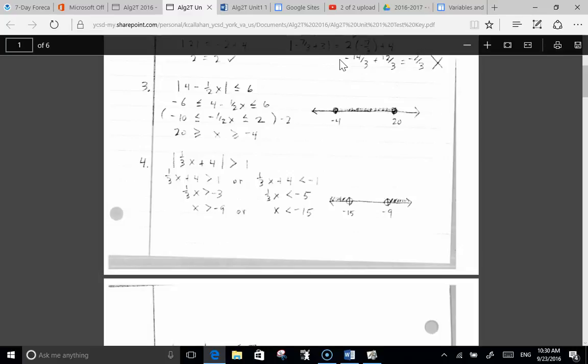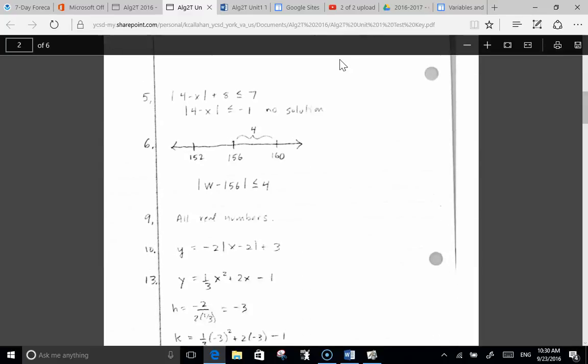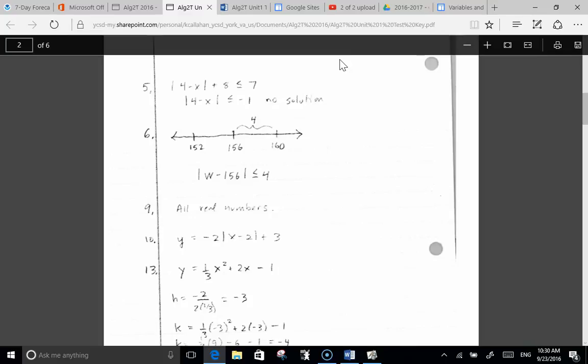Okay, now the number 5. The number 5 was an absolute value inequality. What's the first step to solving an absolute value inequality? Isolate, okay? And if you isolated, you should come up with this here, which shows an absolute value less than a negative number. Is that possible? It's not possible, right? So that's no solution. You don't need to do anything else with it.